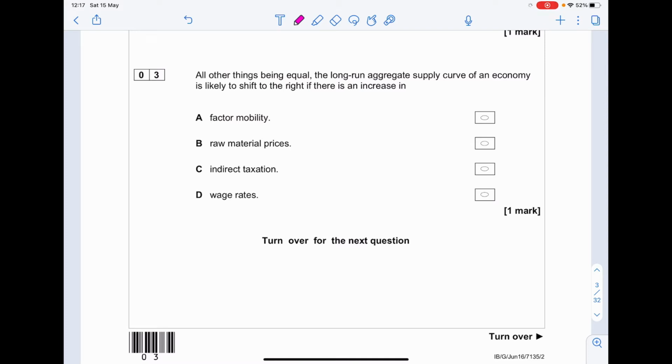Other things being equal, the long run aggregate supply curve in the economy is likely to shift to the right if there is... Well, aggregate supply curve shifting to the right, we could do either one. We could do the classical, that looks like that. It shifts to the right if you've got an increase in the productive capacity. So an increase in productive capacity could be through better trained workers, it could be through better technology. Unfortunately, those are the two obvious things. Neither of those are an option here.